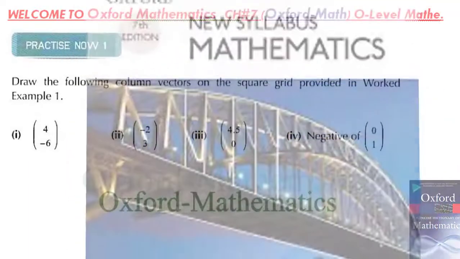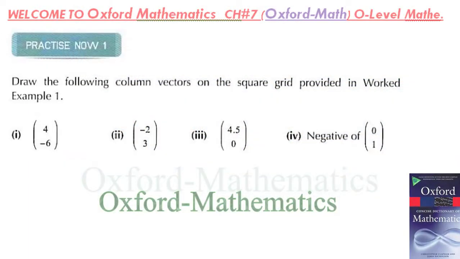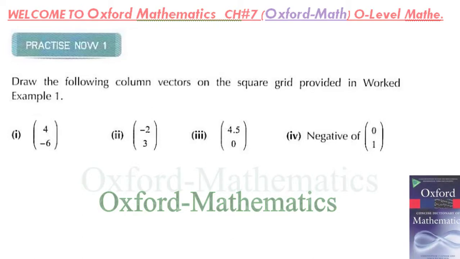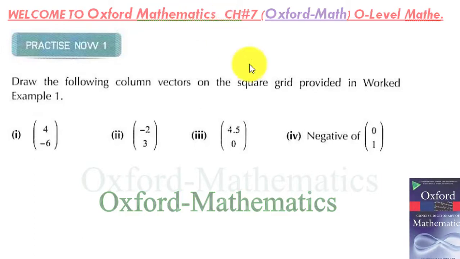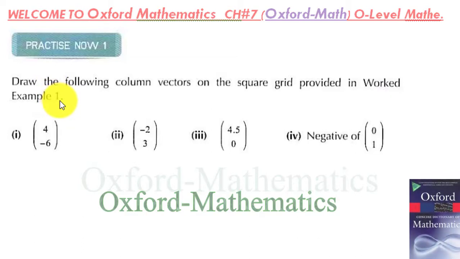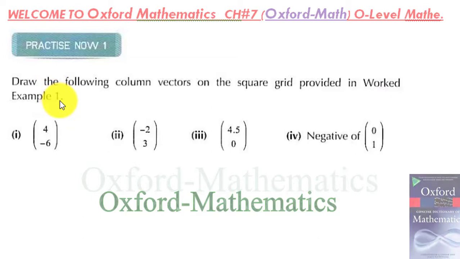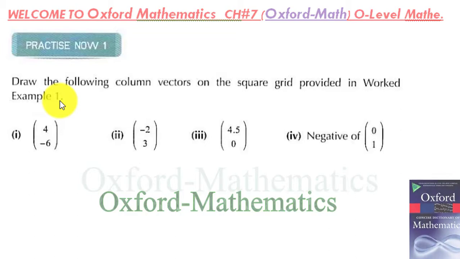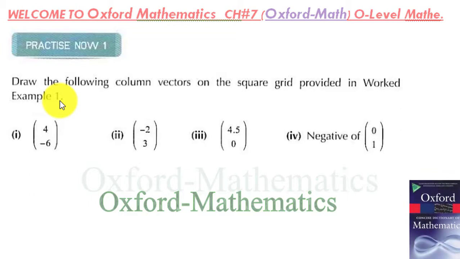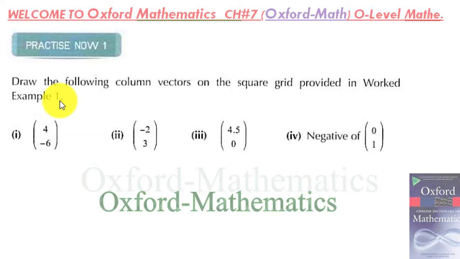Chapter number 7, O level mathematics. Practice now 1. Draw column vector on the square grid provided in worked example 1. This question you can already understand the solution for the practice. Now we start the practice 1.